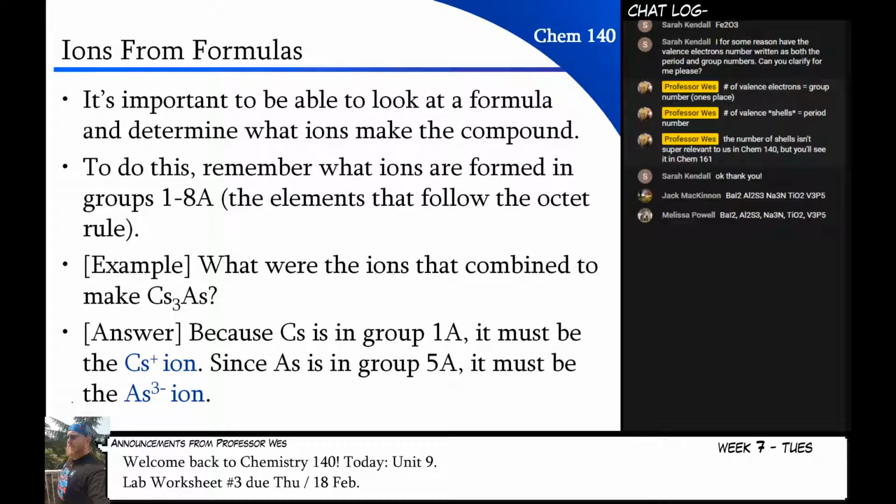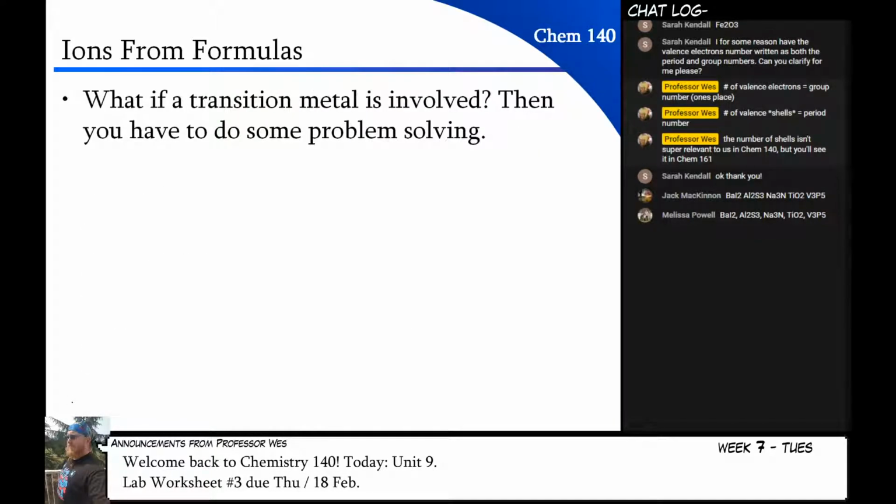Now, that's easy enough to do if you have elements from groups 1 through 8A. But what if I give you a transition metal? What do you have to do? When you have a transition metal, you have to do some calculations. You have to do a little bit of algebra.